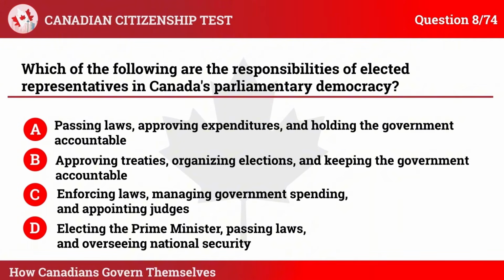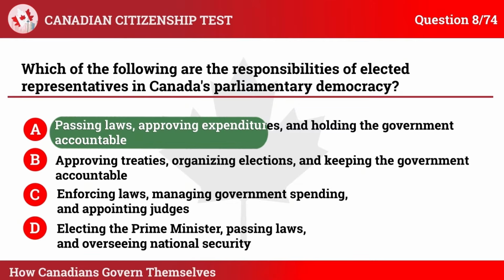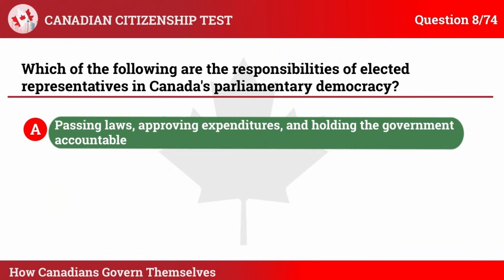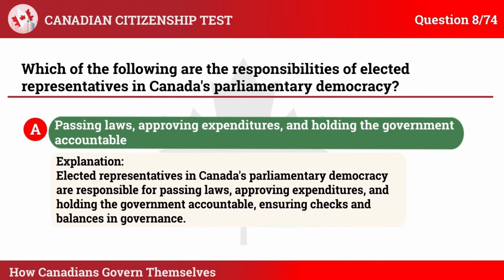The correct answer is A. Passing laws, approving expenditures, and holding the government accountable. Explanation: elected representatives in Canada's parliamentary democracy are responsible for passing laws, approving expenditures, and holding the government accountable, ensuring checks and balances in governance.